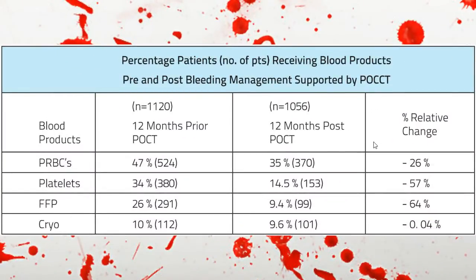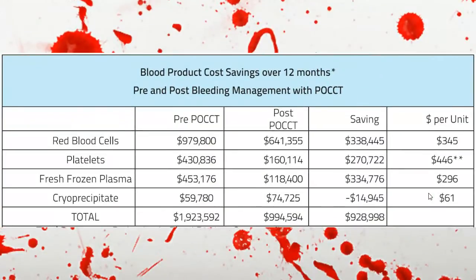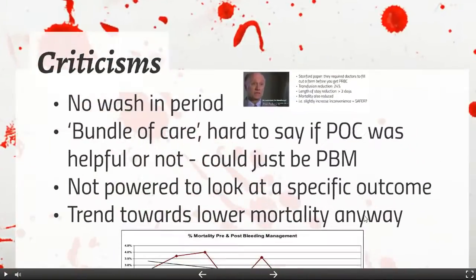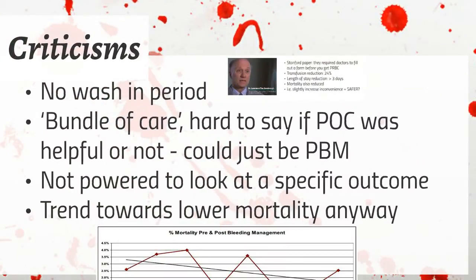These are the blood products, and this is the relative change. So you can see huge reductions in all products except cryo. They also put a price per unit on all those blood products and came up with the ultimate figure of about $1 million that they saved. Criticisms, well, there was no wash-in period.